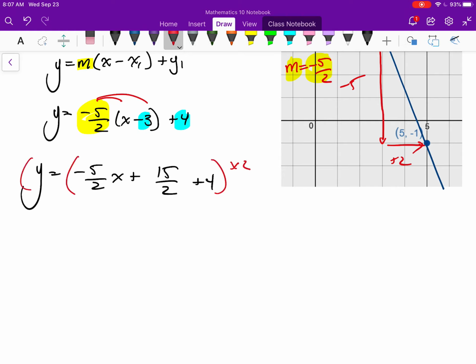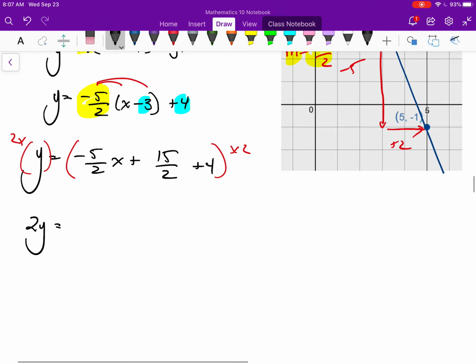Multiply both sides by 2 to cancel out my denominators. So my left-hand side, I have 2y. My right-hand side, when I multiply the whole side by 2, these denominators are going to cancel out. So I'm going to have just negative 5x plus 15 plus 8. Nothing cancels out for the 4 times 2.